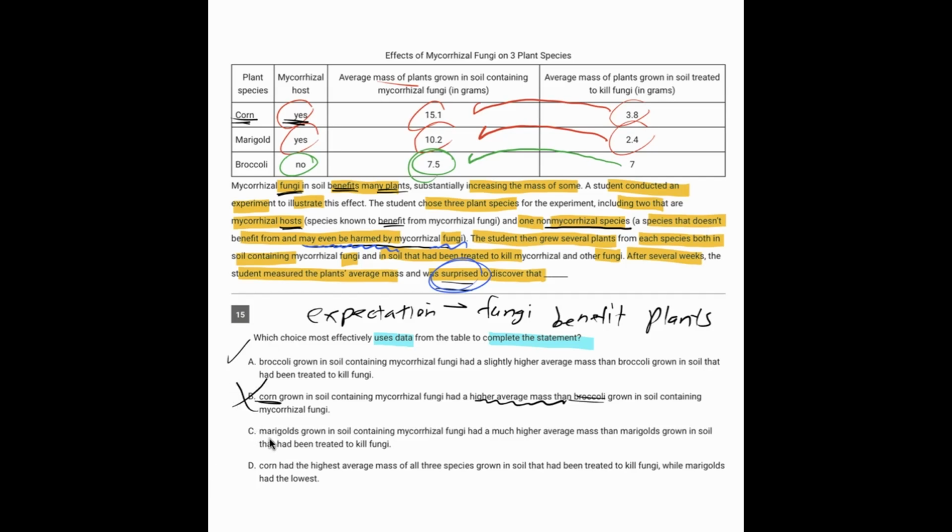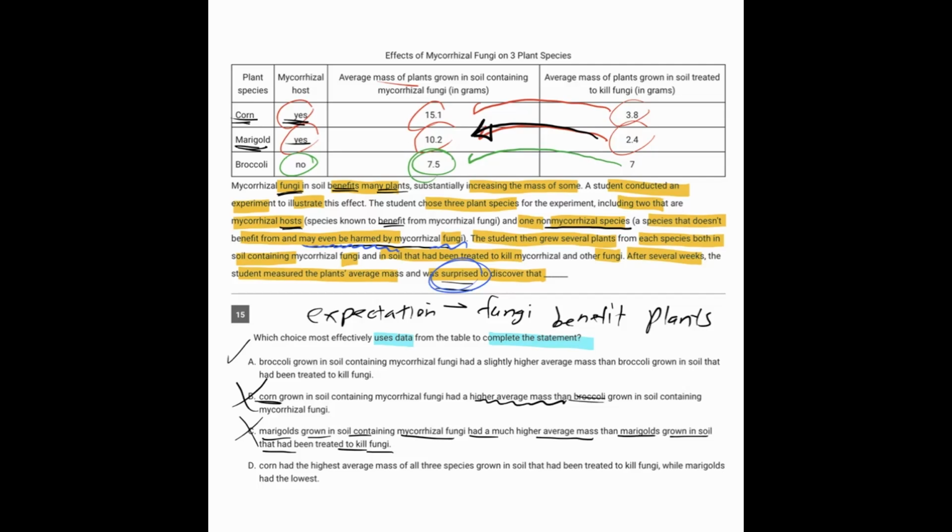So now answer choice C says marigolds grown in soil containing the fungi had a higher average mass than marigolds grown in soil that had been treated to kill the fungi. Well, marigolds are a host, and so they're supposed to benefit from having the fungi, so there's just nothing surprising there.